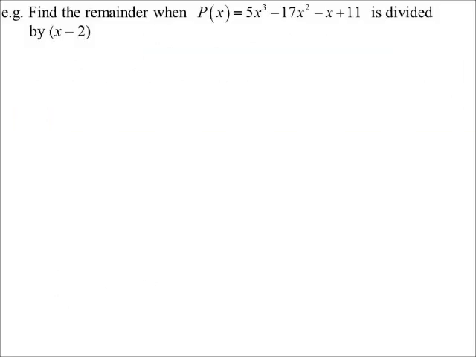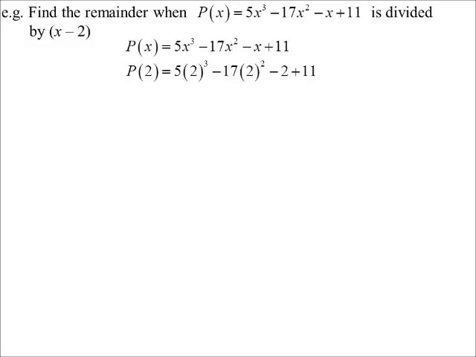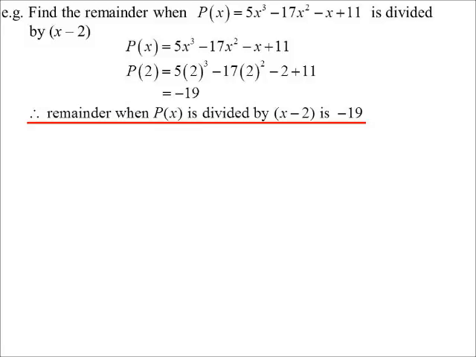Let's use it. Rather than doing the whole long division, we can sub in 2 to find out what the remainder is, and save ourselves a lot of time. I don't actually have to do the division, just sub in 2, and there we go, straight away, negative 19. I know the remainder will be negative 19.